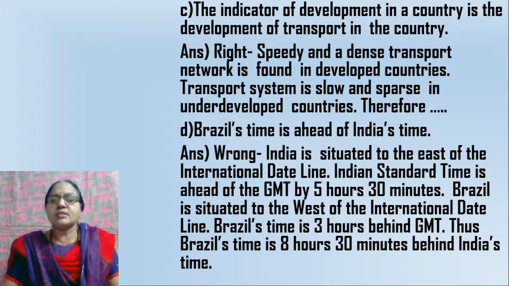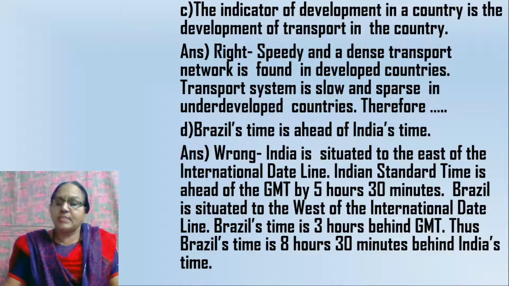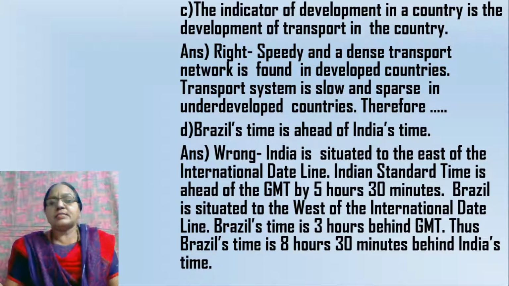Speedy and dense transport network is found in developed countries. The transport services are very, very dense in developed countries. Transport system is slow and sparse in underdeveloped countries. In underdeveloped countries, we find the transport system is very slow, and that too it is not dense. Therefore, the indicator of development in a country is the development of transport in the country.